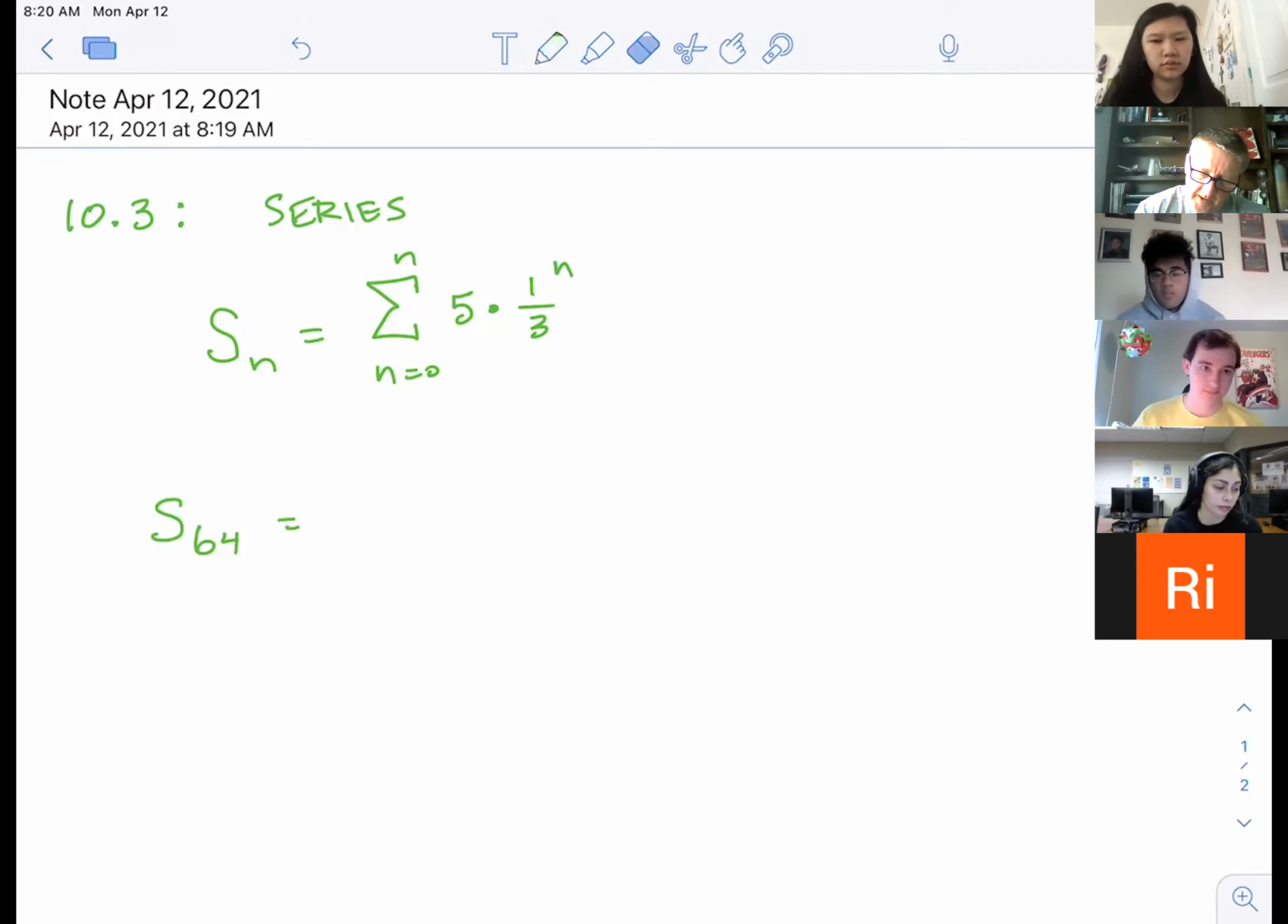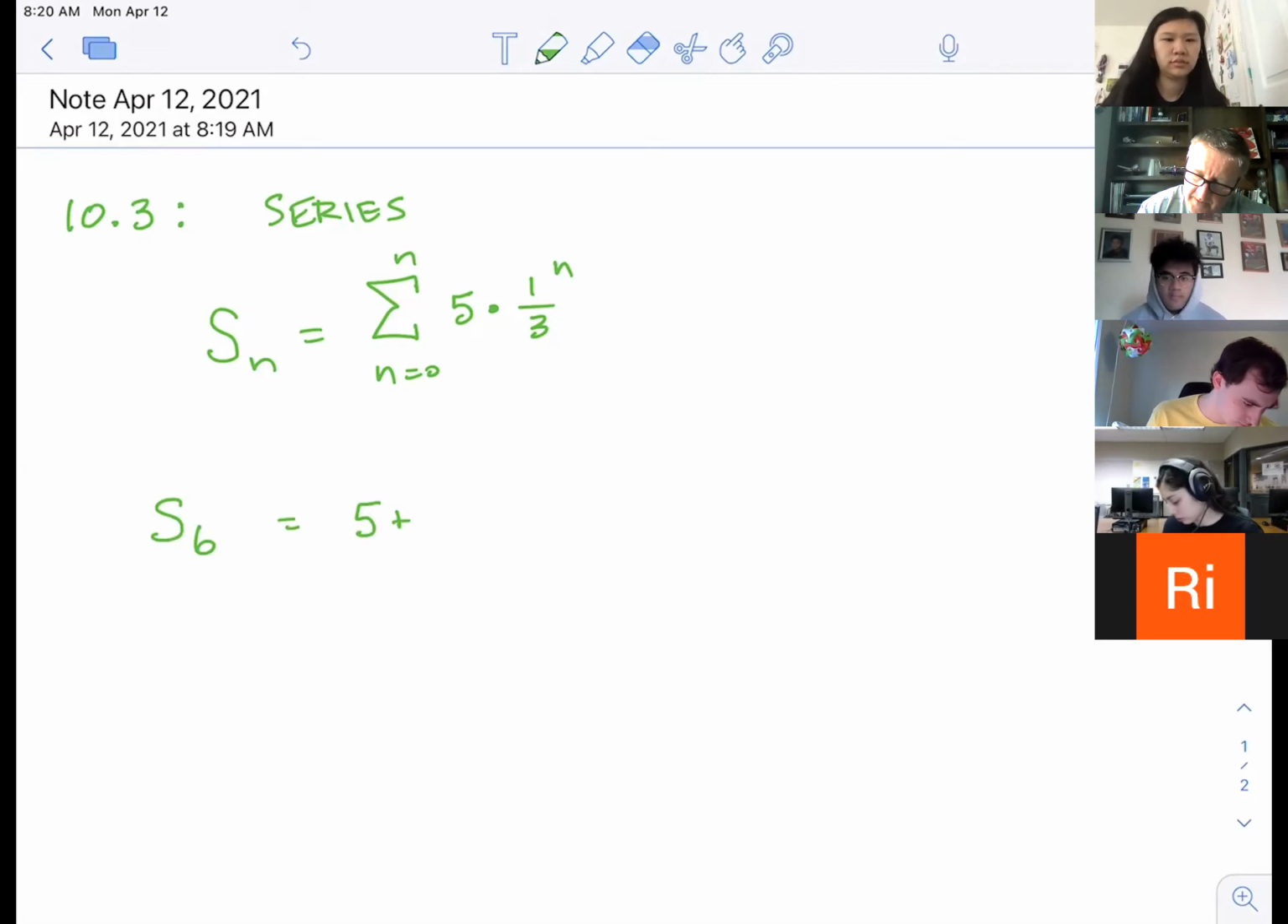If I asked you for S of 6, you'd say, well, I think I'll just add them. There's only 6 of them. I'm just going to add them up. Let's see, 5 times 1/3 to the 0 power. 1/3 to the 0 power is 1. So the first term is 5. And then the second term would be 5 times 1/3 to the first. That'd be 5/3. 5 times 1/3 to the second, that'd be 5/9. Hey, I see the pattern. 5 on the top every time, and the bottom just gets 3 times bigger.